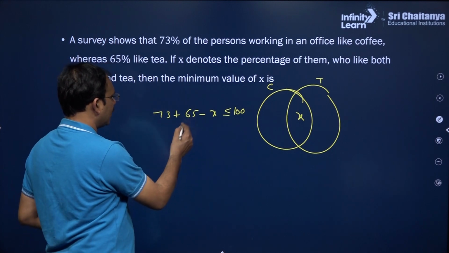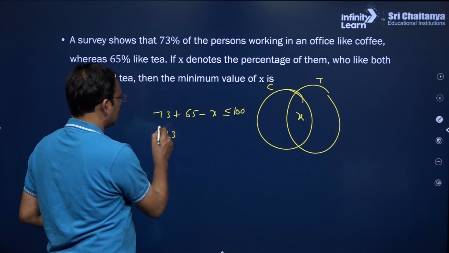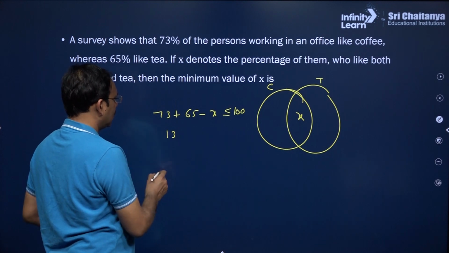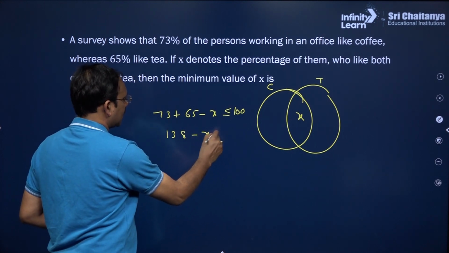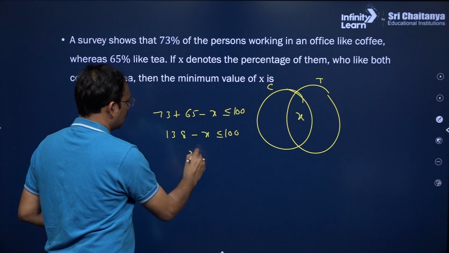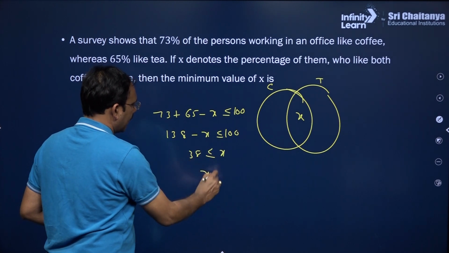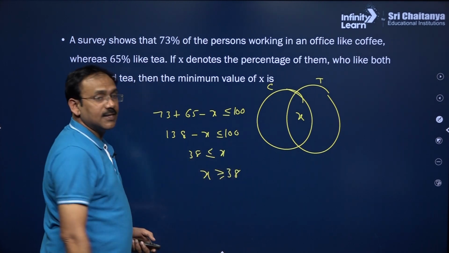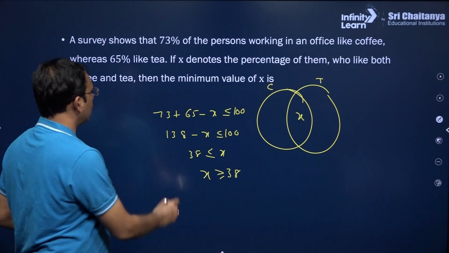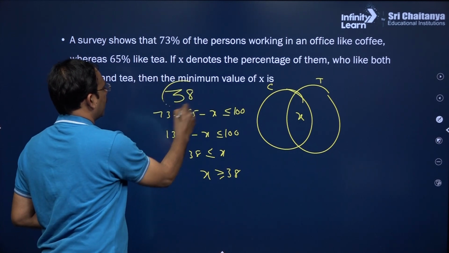So my dear friends, we can say this is 138, right? This is 138 minus X less than or equal to 100. So 38 less than or equal to X. X is greater than or equal to 38. So X has minimum value to be 38, my dear friends.